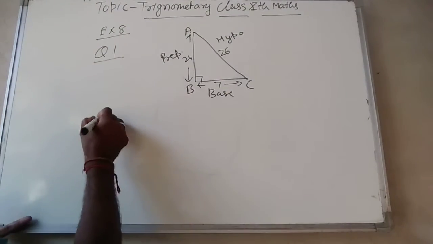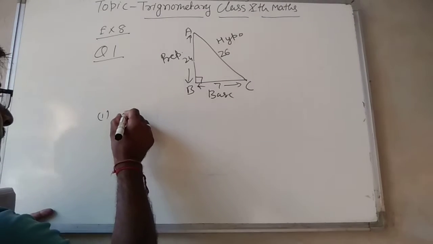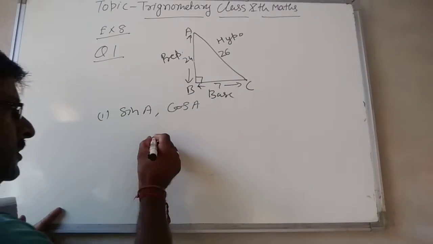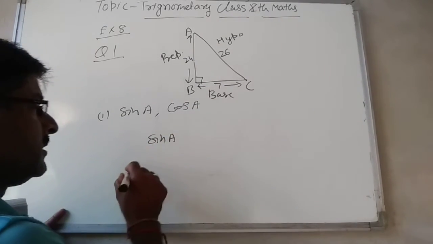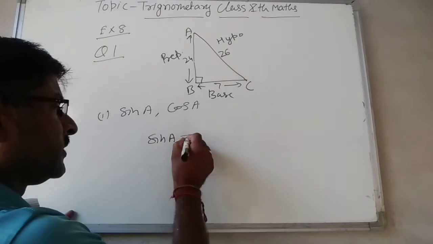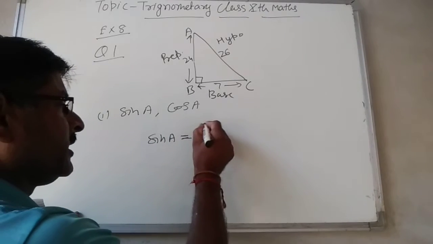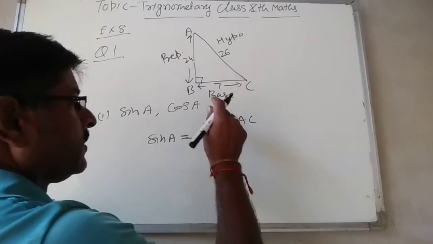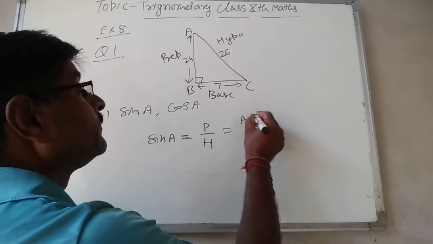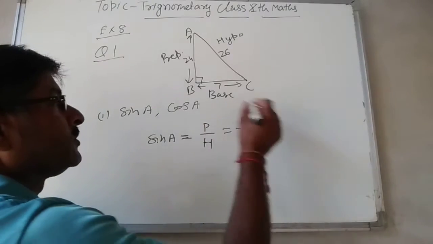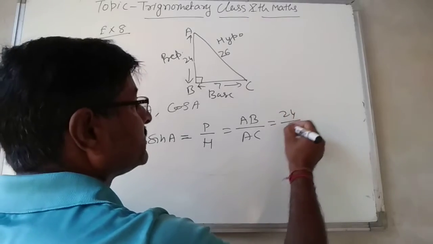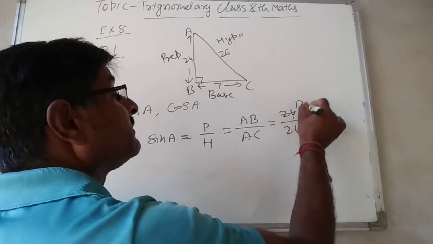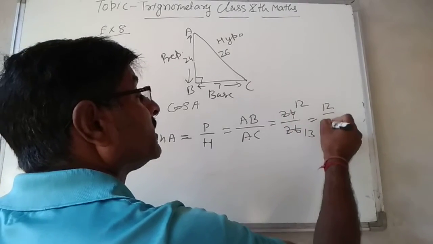First part, he is asking to find the ratio sin A and cos A. So how to find the ratios? Sin A, just I gave you the table. So according to table, the ratio of sin is perpendicular upon hypo. You have to learn it. Here perpendicular is AB, and hypo is AC. So you can put the value. AB is equal to 24, AC is equal to 26. So ratio for sin becomes 24 upon 26. You can cancel them, is equal to 12 upon 13.